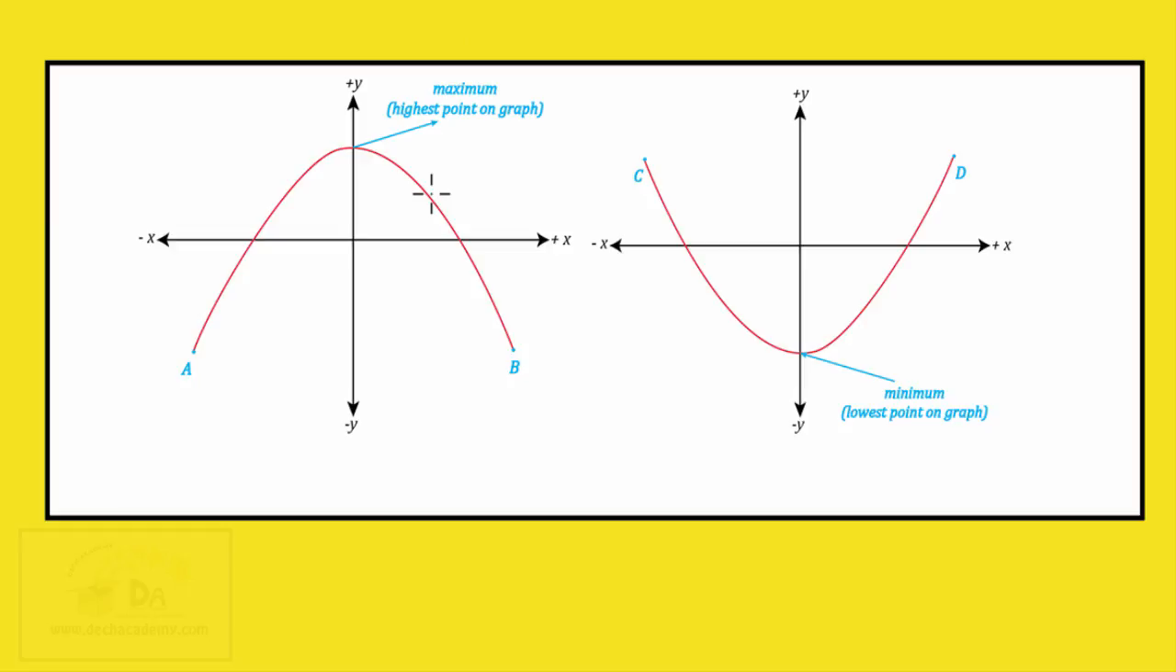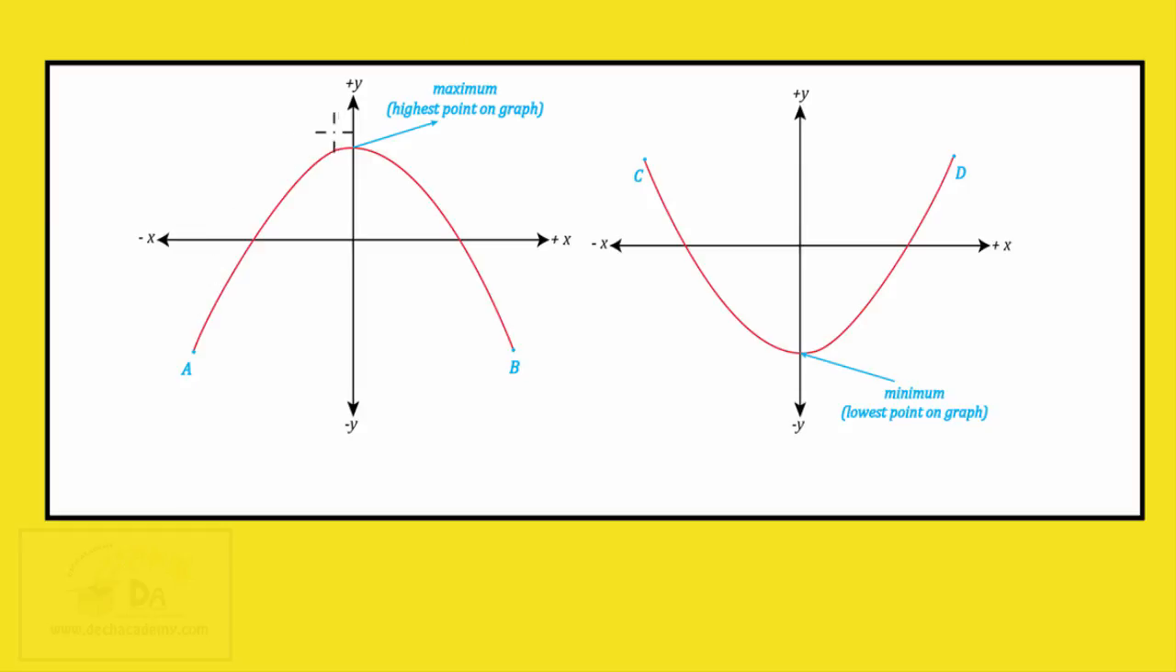The turning point is also known as a stationary point in some texts, but the word more commonly used for the WAEC specification is turning point. Now, the two turning points we are interested in: the maximum point and the minimum point. The maximum point of a graph or a quadratic curve is the highest point. Maximum, highest. This is easy to remember.